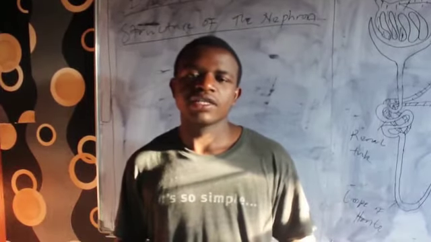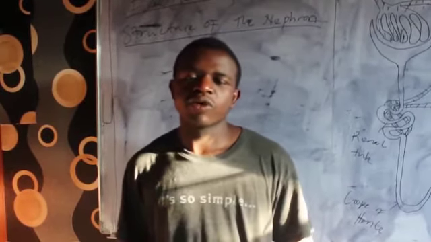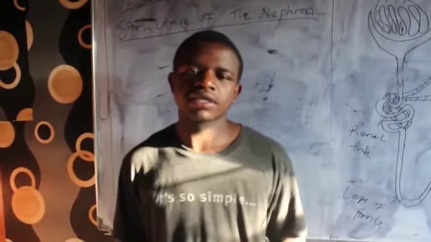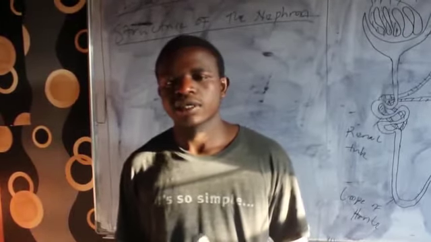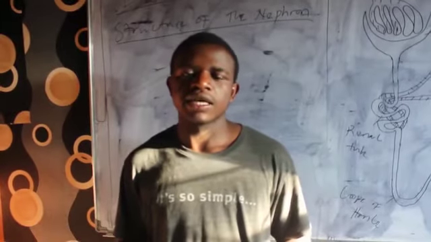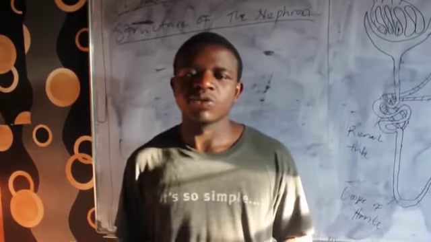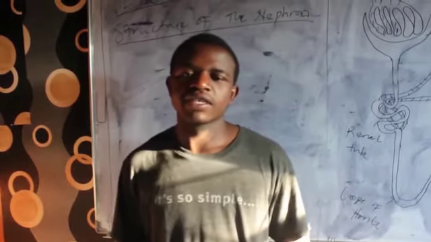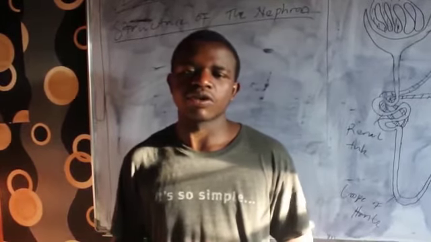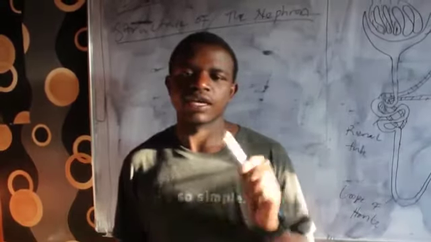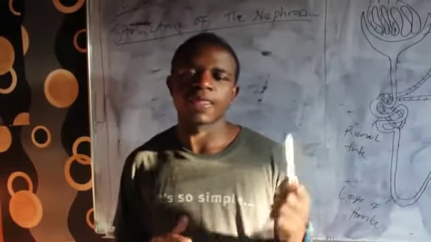So the Bowman's capsule leads to a coiled tubule, referred to as the renal tubule. And after several turns and coils, the renal tubule leads to a common collecting duct. And the common collecting duct passes through the medulla. After passing through the medulla, it passes through the pelvis. After passing through the pelvis, it goes out of the kidney through the ureter. So all these structures that I've said are the structures that form the nephron.